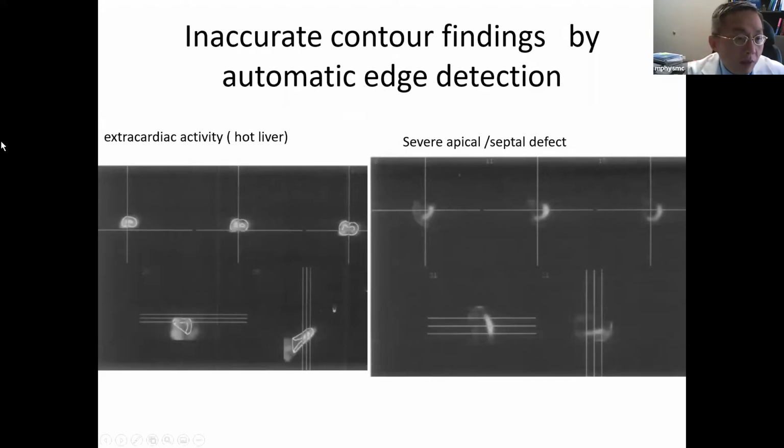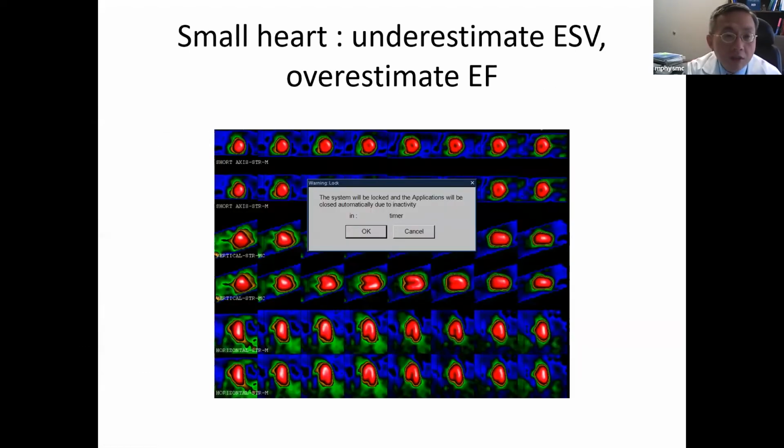This is an example of what I said earlier. You have large extracardiac activity, very hot liver, for instance, or a patient who has an extensive anterior infarct. You can see there's only the lateral wall remaining. Having said that, I would say the experience has shown that even in this case, the ejection fraction is quite reasonable clinically. I'm sorry about that.